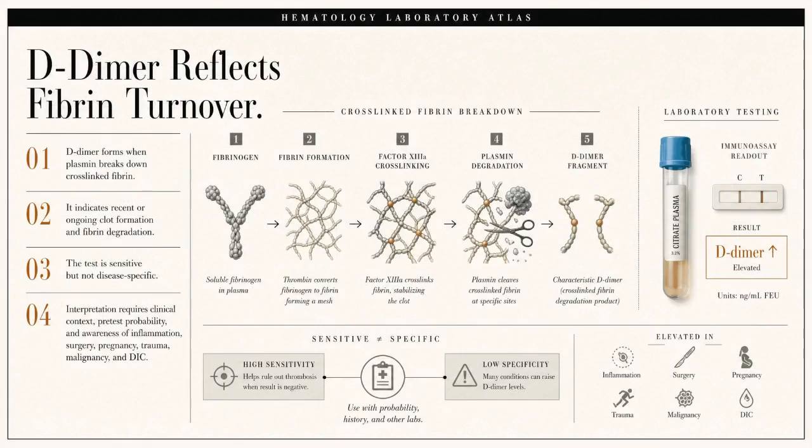D-dimer is a product of cross-linked fibrin degradation, so it indicates that both clot formation and clot breakdown have occurred. A negative D-dimer can be very useful for ruling out venous thromboembolism in low-risk patients. But remember, an elevated D-dimer is not specific for a clot. It can be high in many conditions like inflammation, trauma, or pregnancy. So, we always interpret D-dimer results with the patient's clinical probability in mind. It's a sign of fibrin turnover, not a diagnosis in itself.